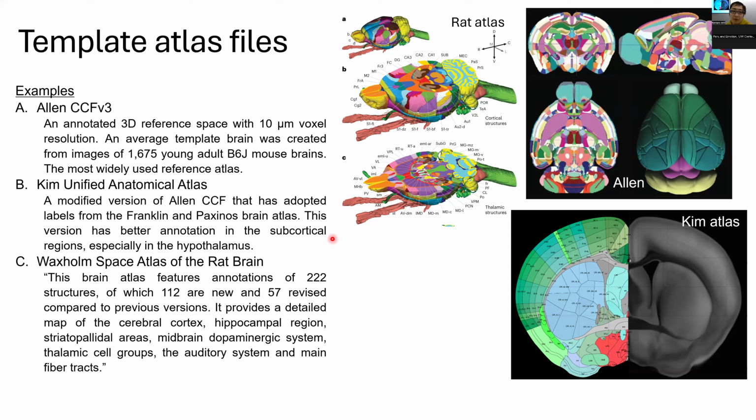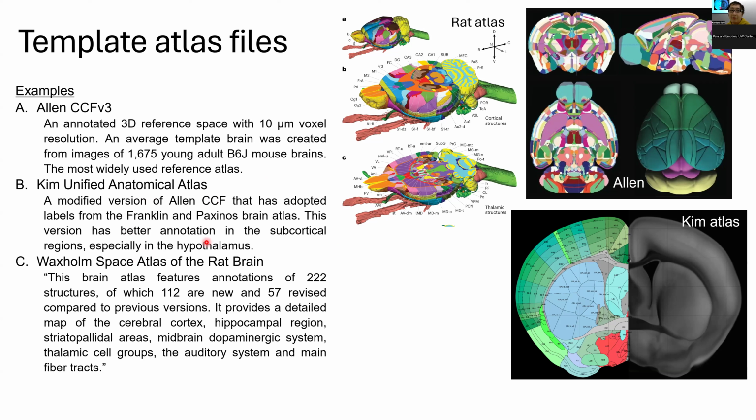The second one is called the Kim Unified Anatomical Atlas. This was developed by Yongsoo Kim. The intention of this atlas was to make it a little bit closer to the traditionally used Franklin and Paxinos mouse brain atlas. One thing that a lot of people had concerns with in the Allen atlas was that some of the subcortical regions, especially in the hypothalamus or the amygdala, were not well segmented or not well defined as we traditionally understood those regions.